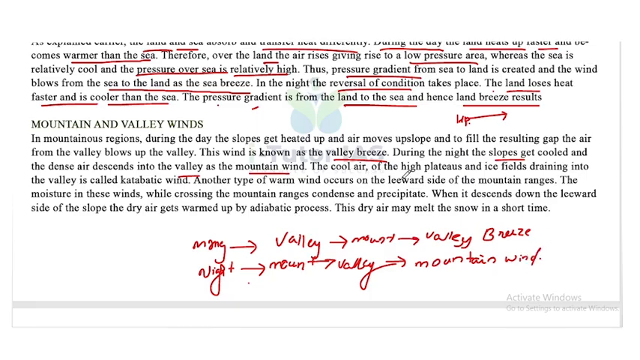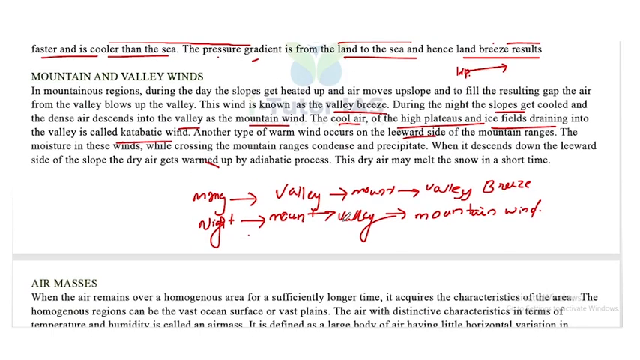The cool air of the high plateaus and ice fields draining into the valley is called katabatic wind. Another type of warm wind occurs on the leeward side of the mountain ranges. The moisture in these winds while crossing the mountain ranges condenses and precipitates. When it descends down the leeward side of the slope, the dry air gets warmed up by adiabatic process, and this air mass may melt the snow in a short time. So that is about the mountain and valley breeze.